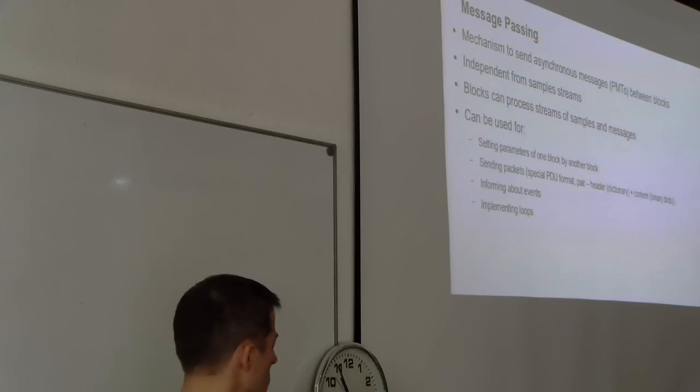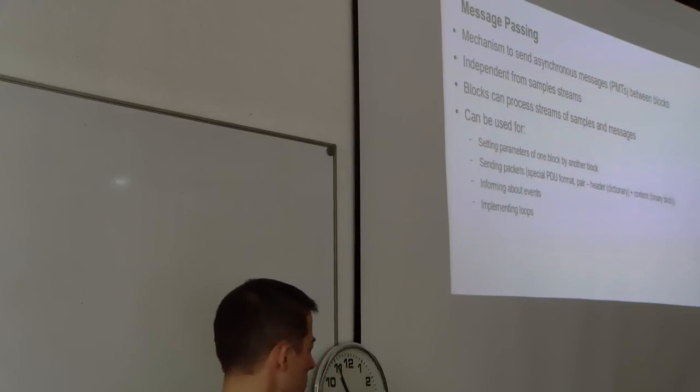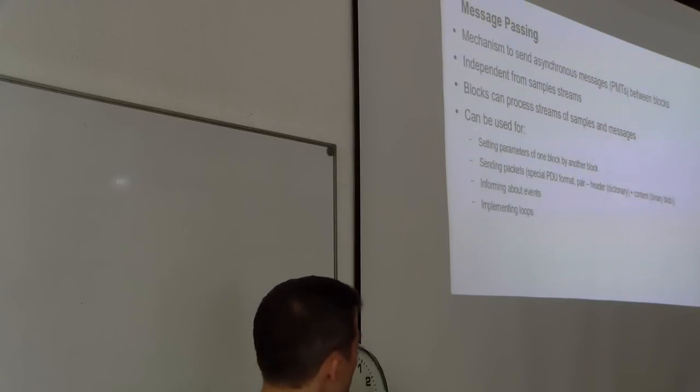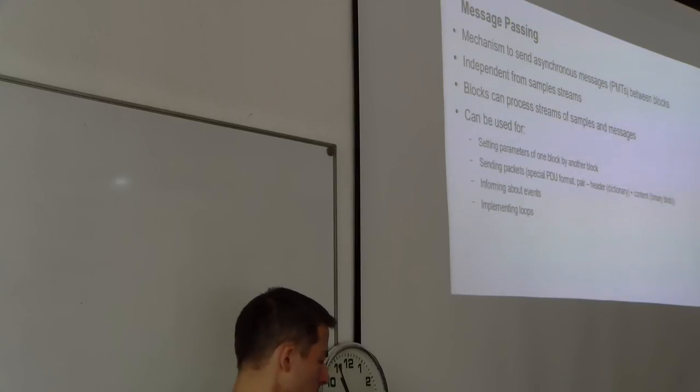It can be used for many things, like setting parameters of another block by a given block, sending packets, and there is even a special format in GNU Radio for this that some blocks recognize, called PDU. It's a pair or cons with a header, which is a dictionary with header fields in given formats like integer 64 or something like this, and there is content, which is a binary blob.